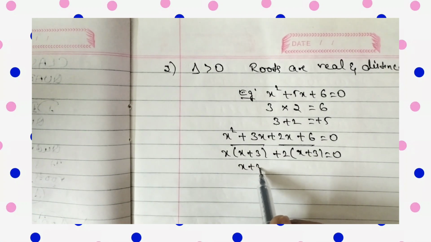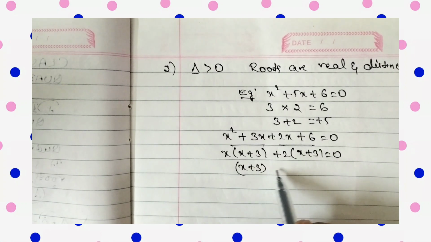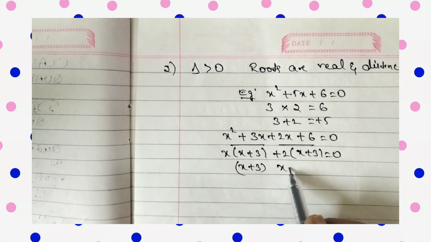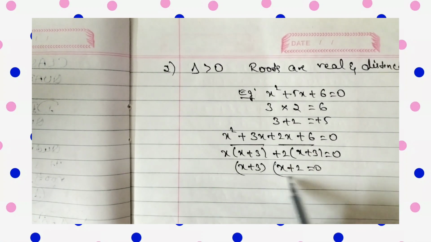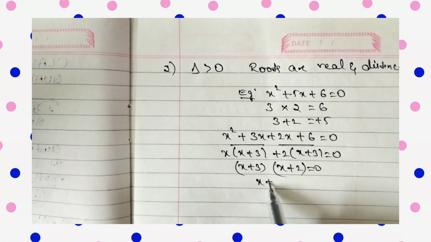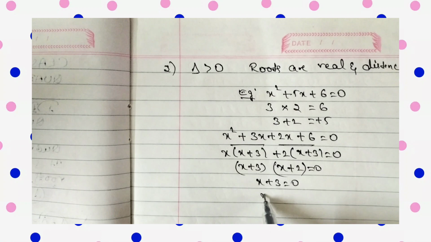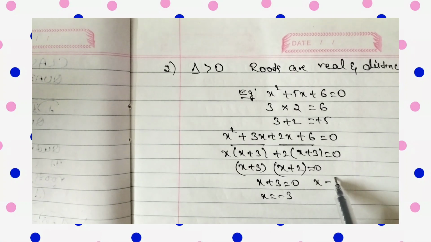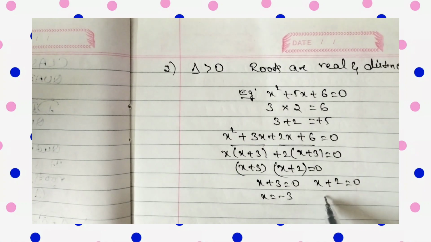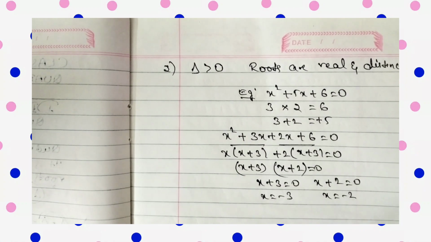So x plus 3 is common to both, and x plus 2 is equal to 0. Now x plus 3 is equal to 0 and x is equal to minus 3, and x plus 2 is equal to 0 and x is equal to minus 2.